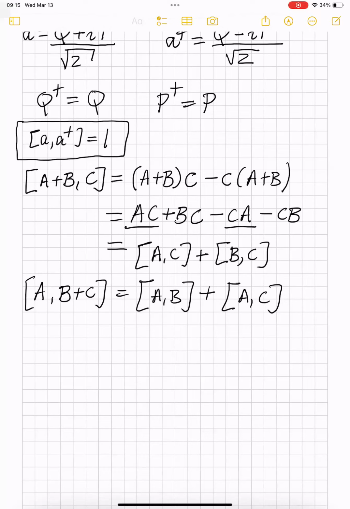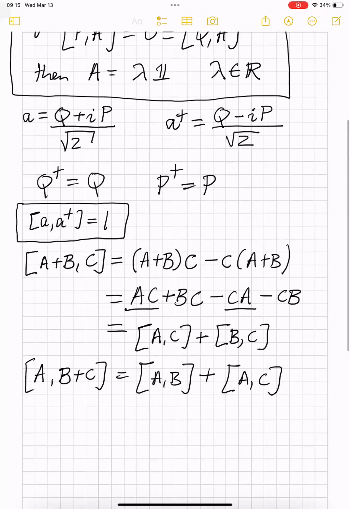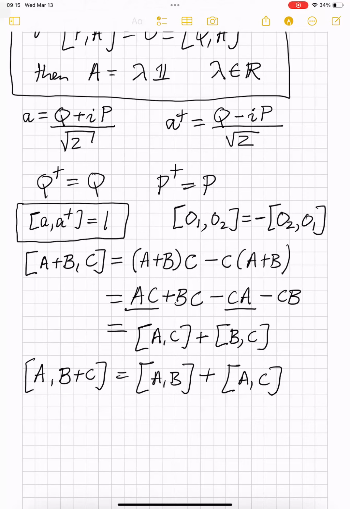And then the last fact that I'd like to tell you about commutators, let's sneak it in over here. This is something that I think you already know. If you don't know, well, just write out the two sides using the definition of the commutator. If we've got a commutator of O1 with O2, this is minus the commutator of O2 with O1. Good. Okay, we will continue in a moment.